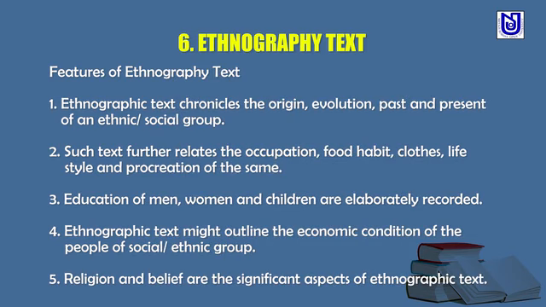So ethnographic text has a few features. Ethnographic text chronicles the origin, evolution, past and present of an ethnic social group. Such text further relates the occupation, food habit, clothes, lifestyle and procreation of the same. It also tries to signify the education of men, women and children, elaborately recorded. Ethnographic text might outline the economic condition of the people of the ethnic group, and you will see that religion and beliefs are significant aspects of ethnographic text.